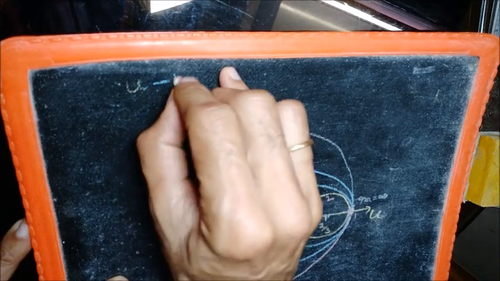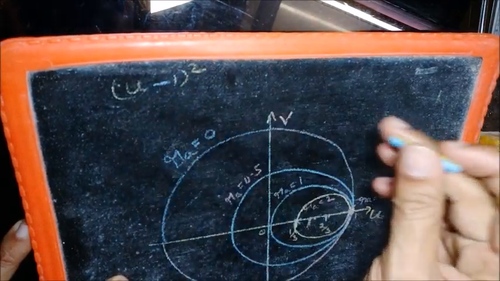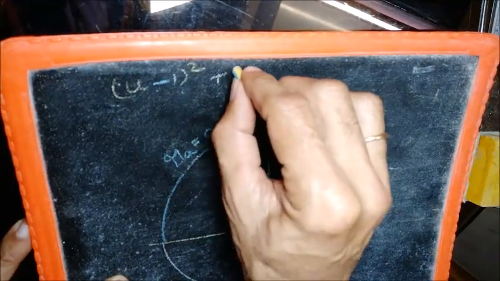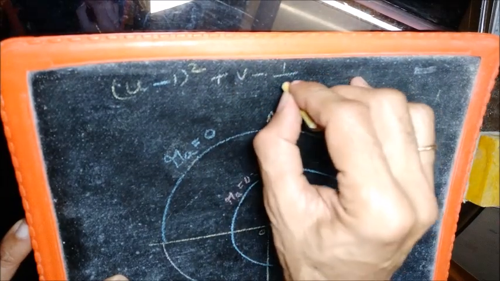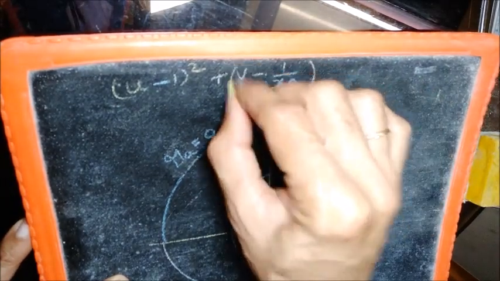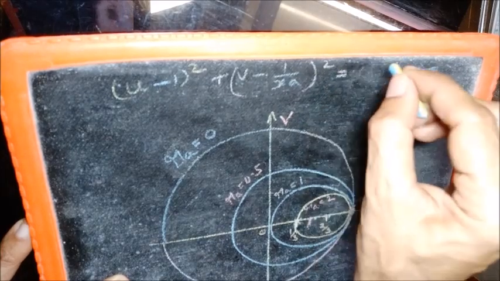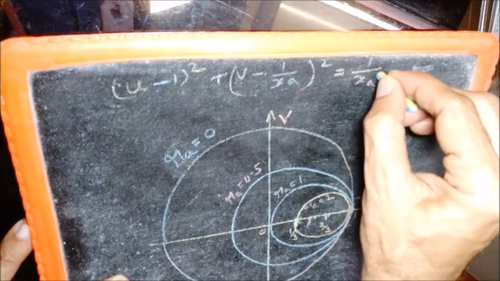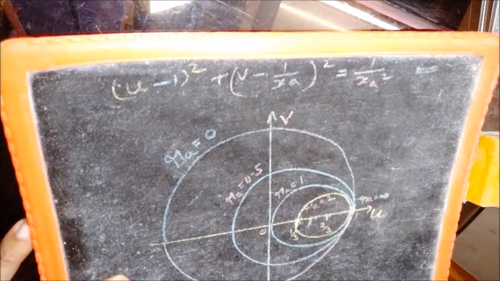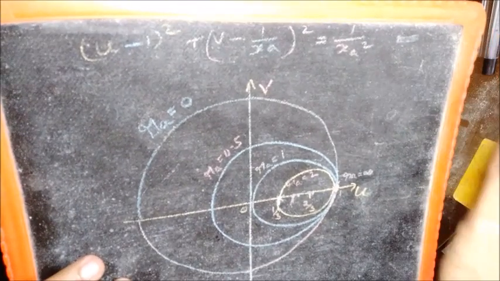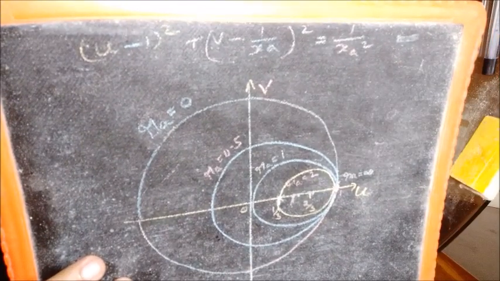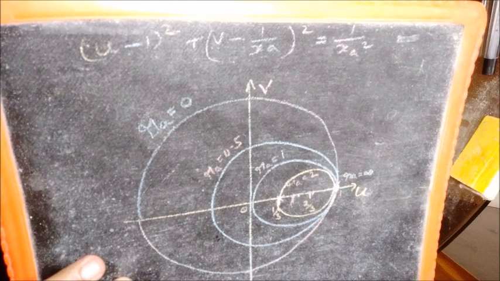U minus 1 square plus V minus 1 by XA square is equal to 1 by XA square. This is the second expression. So what I do is, we will take the case XA equal to 1.